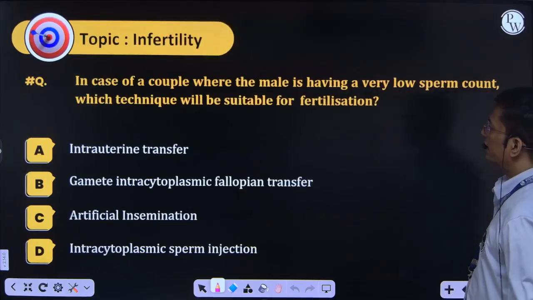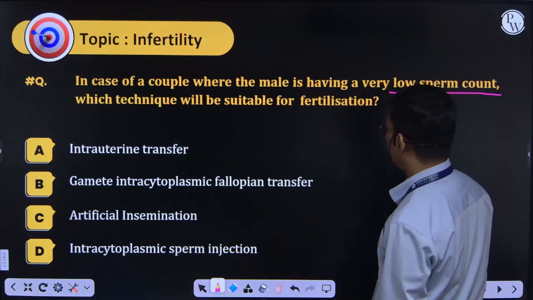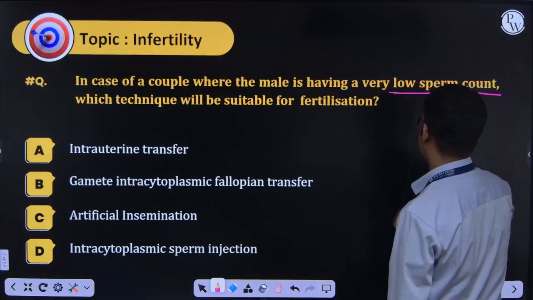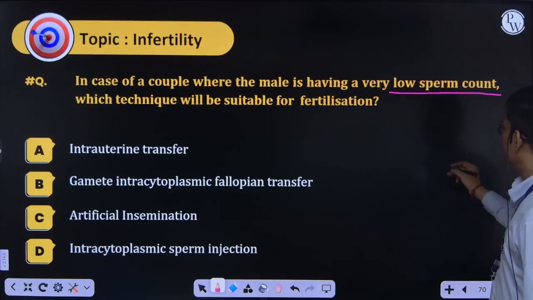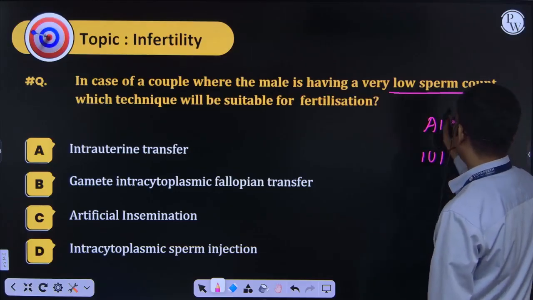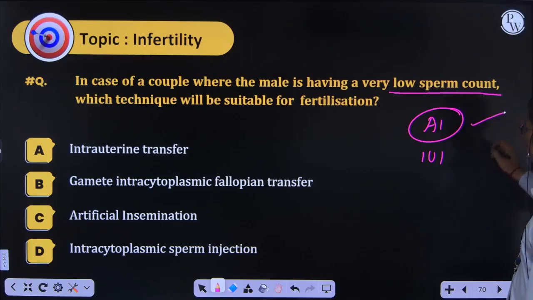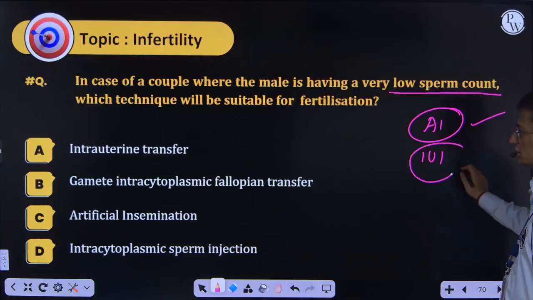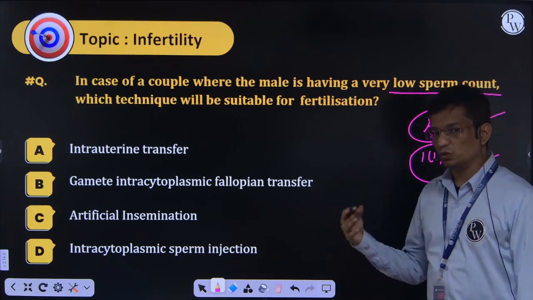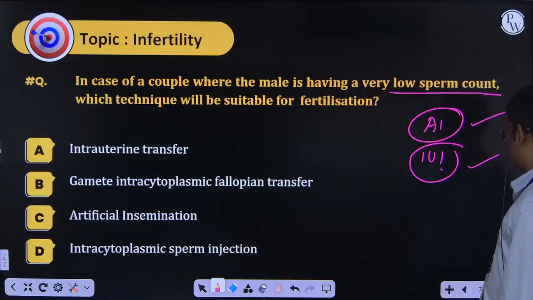Next one. In the case of a couple where the male has a low sperm count, the procedure one has to follow is artificial insemination or intrauterine insemination. If semen is inserted in the vagina, we call it artificial insemination, and if it is inserted in the uterus, it is intrauterine insemination. If the sperm count is too low, this is more preferred.